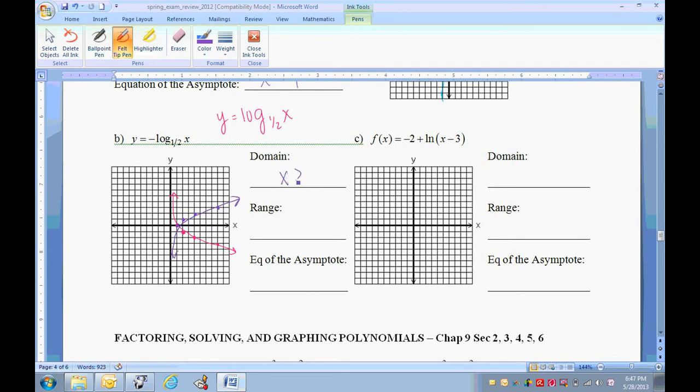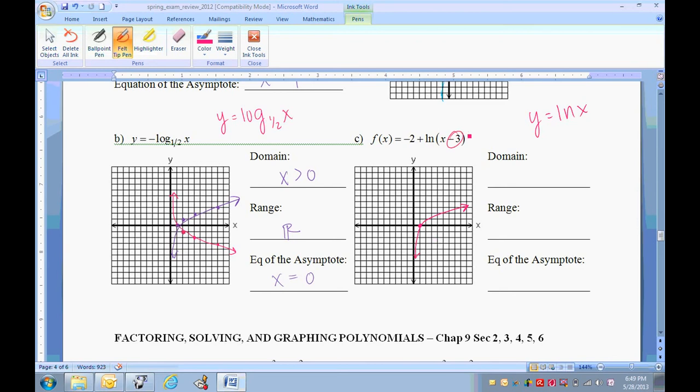In my domain, all my x values are greater than 0. My range is all real numbers because it's going to keep extending up and down. And the equation of my asymptote is x equals 0 because that's the line that my graph will never touch. Okay, moving on to part C, let's go ahead and graph our parent function, which is y equals ln of x. And we know that the graph point that we can rely on is at 1, 0.